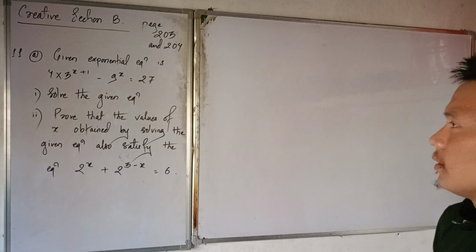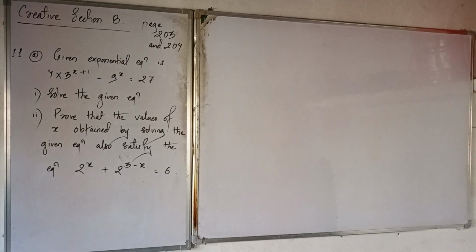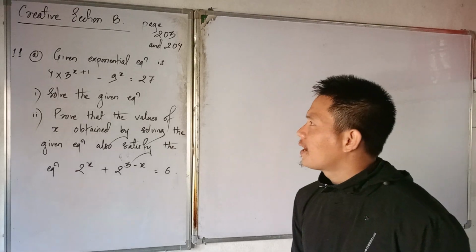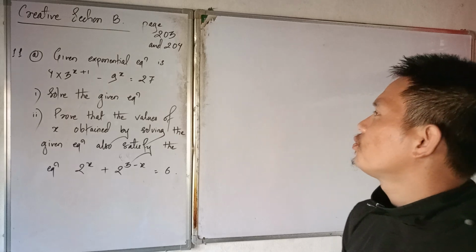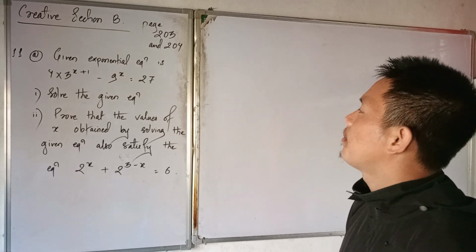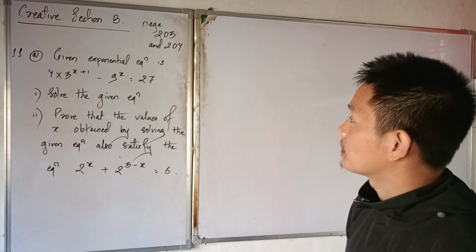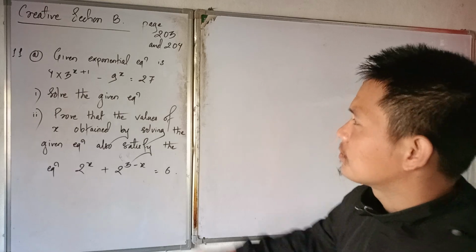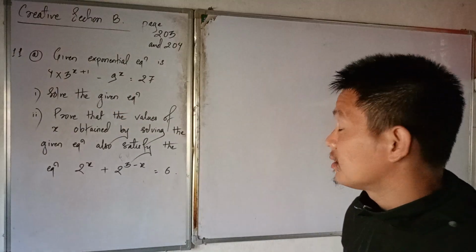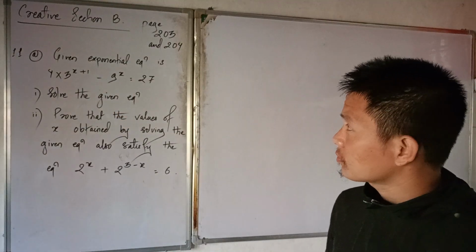Now, try to see this 11a. In 11a, the given exponential equation is 4 into 3 power x plus 1 minus 9 power x is equal to 27. These types of questions we have already done in creative section A also.